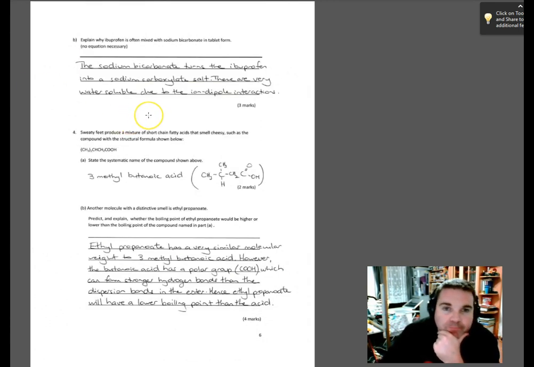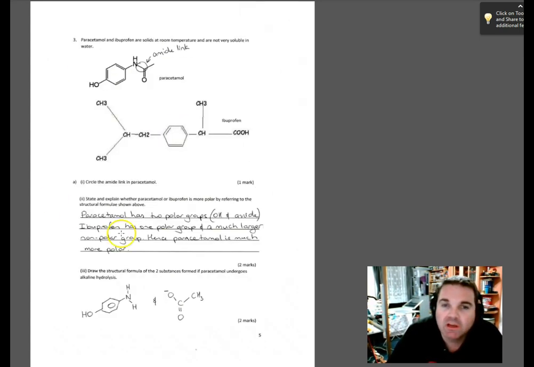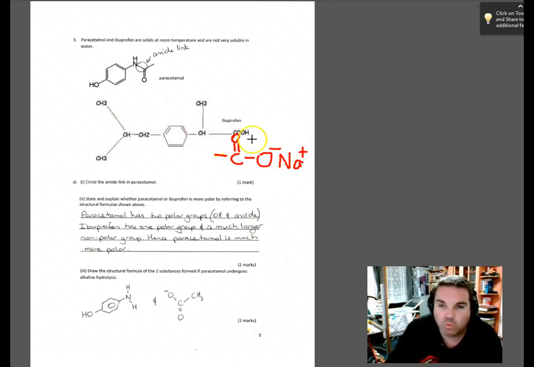Alright, moving on. Explain why ibuprofen is often mixed with sodium bicarbonate in tablet form. No equations necessary. So if you come back over here, ibuprofen, as we said, is going to be insoluble because of this massive non-polar group here. However, if you change the hydroxyl here, so this COO, I'll go to actual red so you can see it. If you change your carbon double bond oxygen OH to be the carboxylate salt like that, which is what would happen if you reacted with sodium carbonate, this is now water soluble.